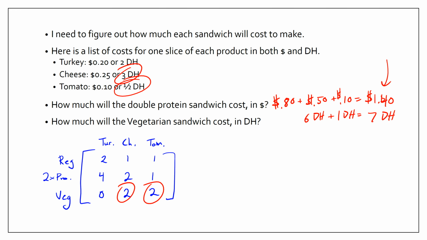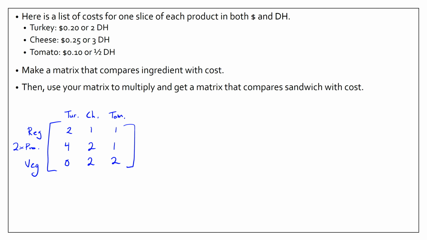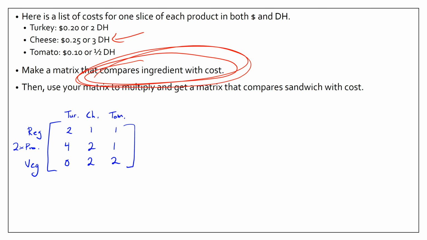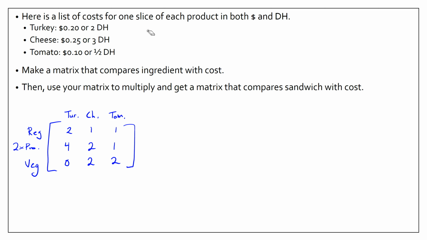Now keep these numbers in mind because they're going to show up later on in a very cool way that I think you'll love if you love math, but you might not. Okay, let's move on to the next problem. So here's what I want to do. I want to make a matrix that compares ingredients with cost, because this is also information that I can put into a matrix and it will help me, and I'll tell you how it's going to help me in just a bit. But first of all, let's make this matrix that compares ingredients with cost.